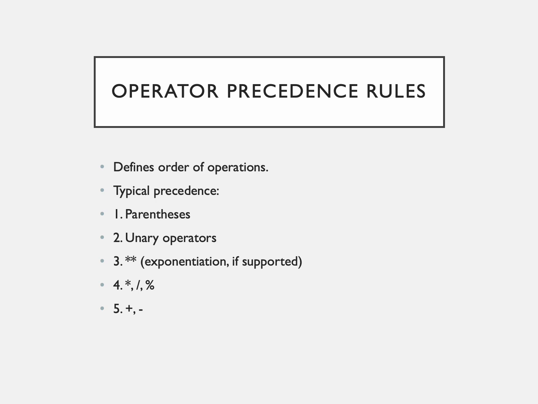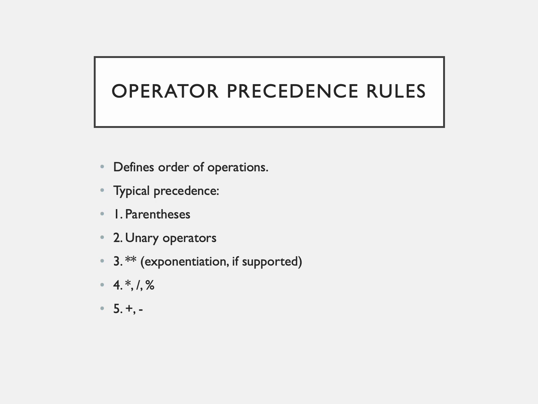So now that we have covered various arithmetic operators, let's discuss operator precedence rules, which determine the order in which operations are evaluated in an expression. Operator precedence is crucial because it ensures expressions are executed in the correct sequence, preventing unexpected results. Programming languages follow a predefined hierarchy of operations similar to the mathematical order of operations: parentheses, exponents, multiplication, division, addition, subtraction.